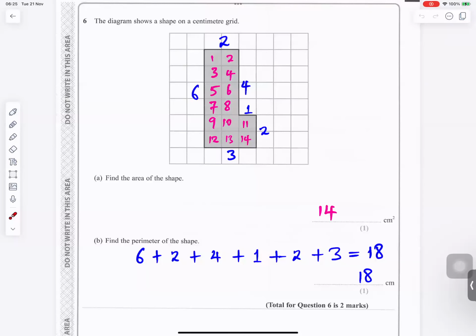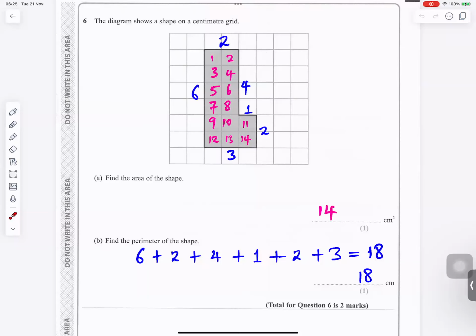Question 6, find the area of the shape. It's a centimeter grid. You just count how many of those little centimeter boxes. Each one is 1 centimeter squared. So you count them: 1, 2, 3, 4, 5, 6, 7, 8, 9, 10, 11, 12, 13, 14. So the area is 14 centimeters squared.